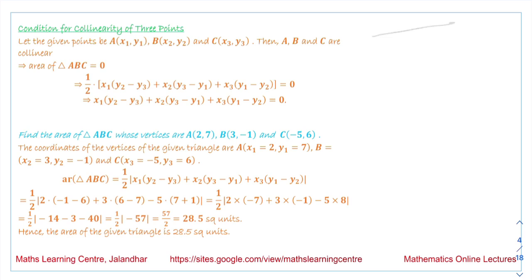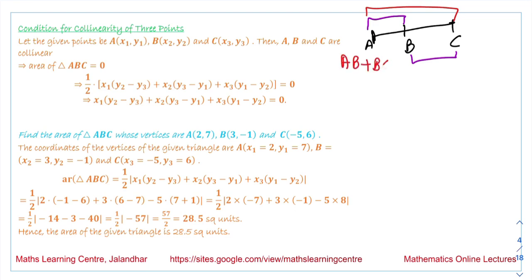Now next we have the condition for collinearity of 3 points. Earlier also we have studied the condition. If 3 points A, B, C are given to us, we have to calculate the distance AB, the distance BC, and the distance AC. If AB plus BC is equal to AC, then the 3 points are collinear.